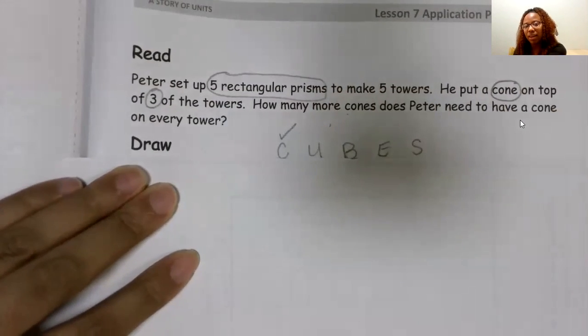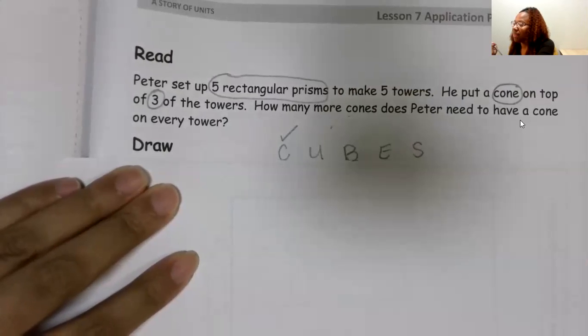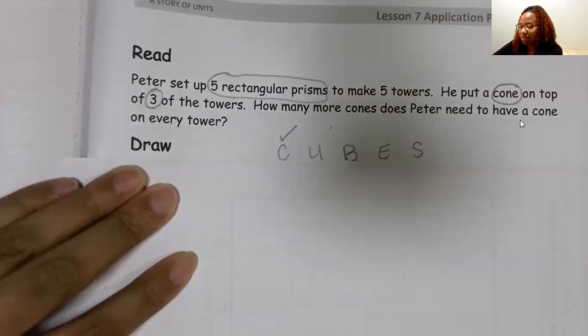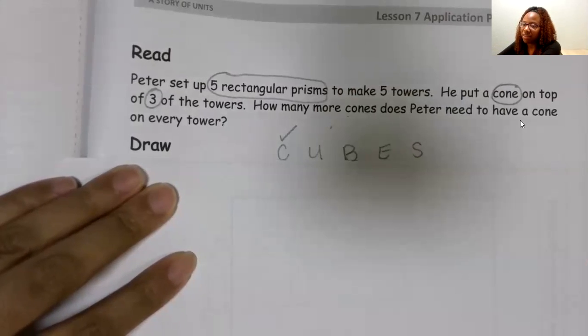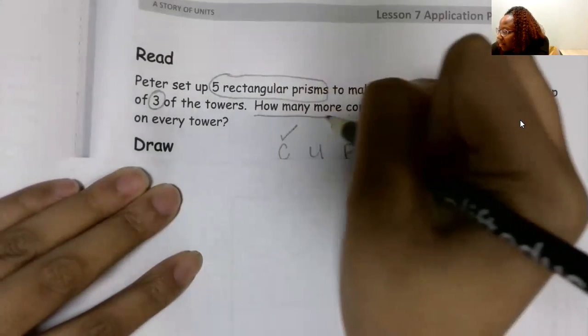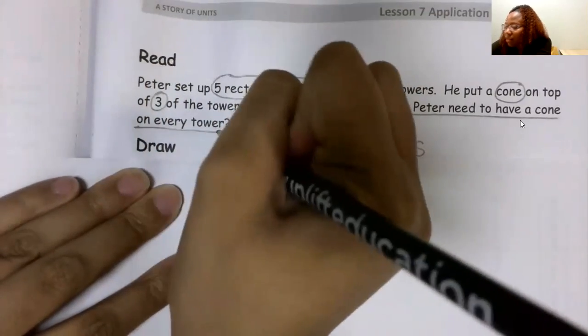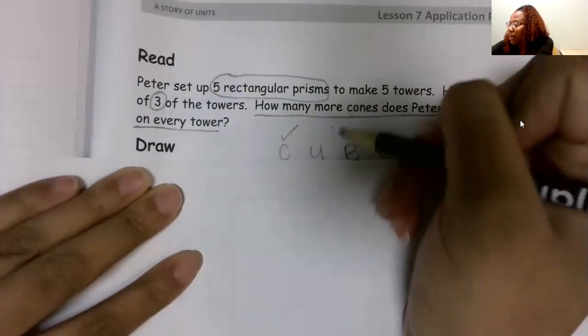Now, what do I need to do next? I need to underline a question, and that is, how many more cones does Peter need to have a cone on every tower? So that is our question. So let's go ahead and underline that one. And we can go ahead and check that off.